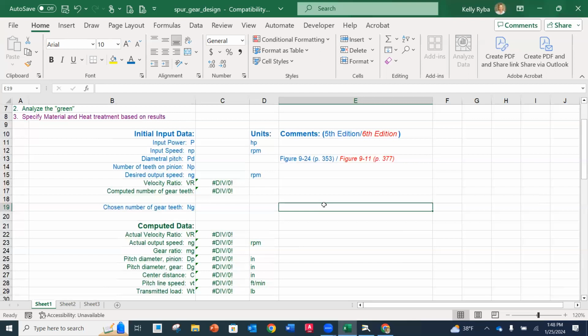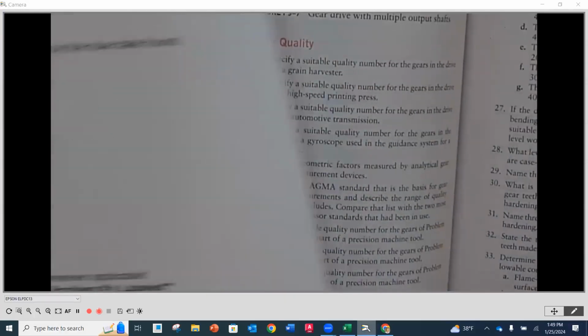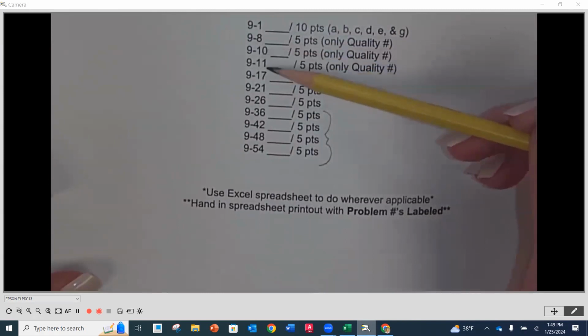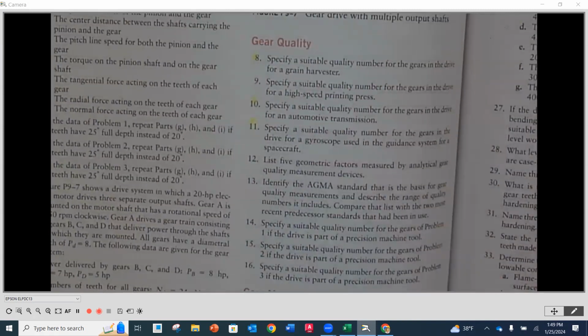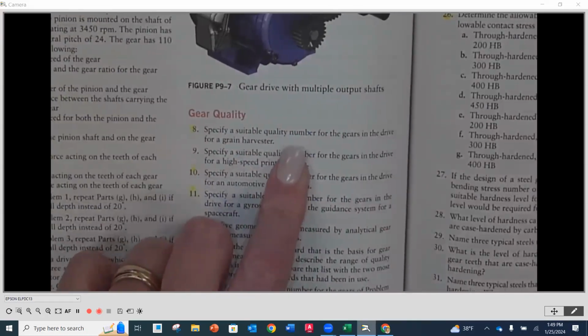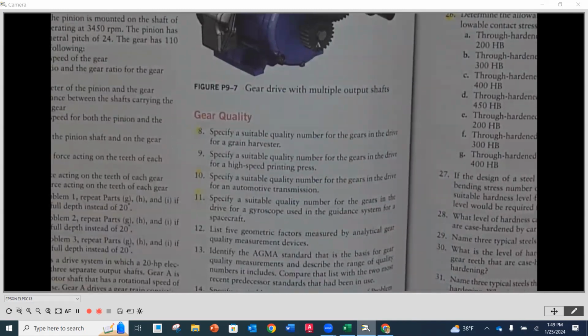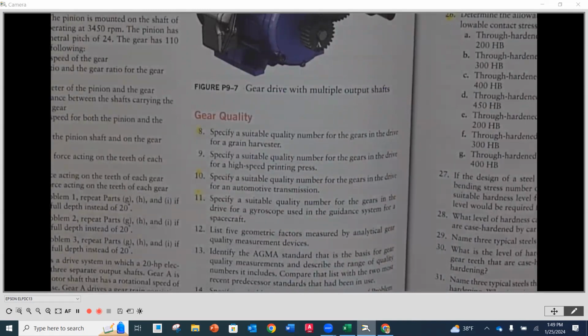Yeah. All right. So then turning the page, we're going to go to 9-8, 9-10, and 11. Those are all right here. Second column on page 424, it says specify a suitable quality number. Those are those AV numbers for gears in a drive for a grain harvester. So you're going to go and find the chart where it gives us the categories, and then it tells you what an appropriate AV number would be, or that quality number. It might not be exactly these, but you want to try to line it up with something that's there.